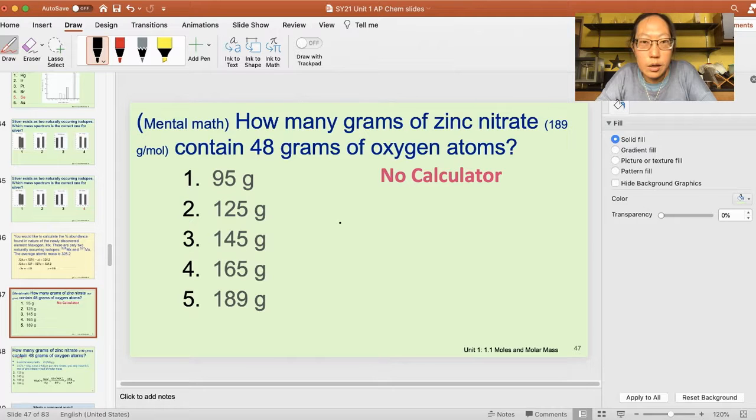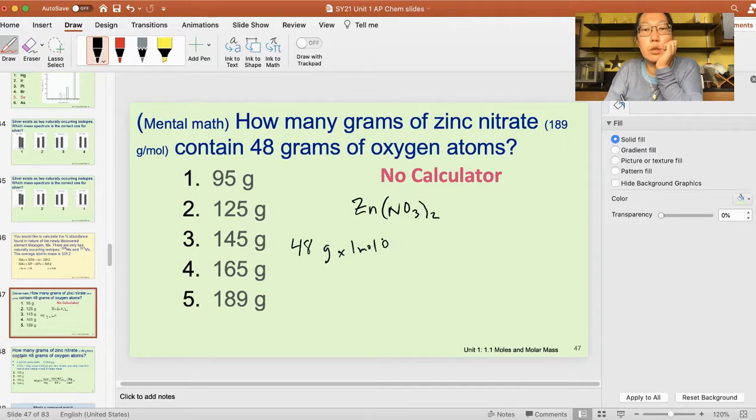Okay, let me give you the formula of zinc nitrate. And don't use your calculator, okay? Just estimate in your head what the answer is. We want to know how many grams of zinc nitrate contain 48 grams of oxygen atoms. I would start off by changing this to moles. So 1 mole oxygen, I'm going to give you a head start here, 16 grams.